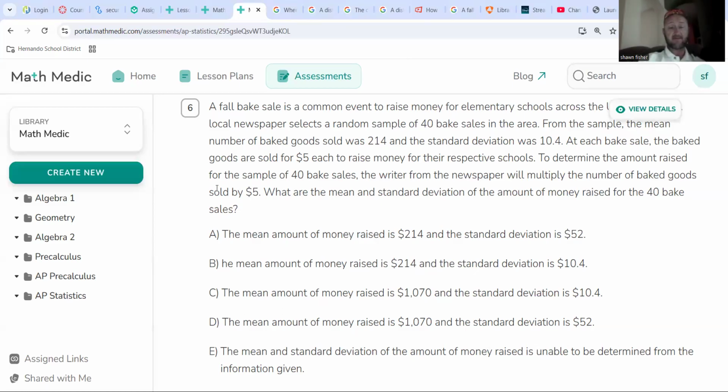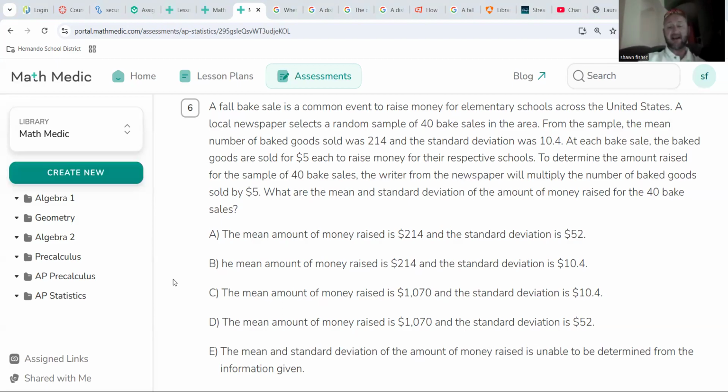So we're just going to get a new mean based on whatever the amount sold times the $5 that was raised total. All right, so we're just going to multiply. Very basic, very easy. Okay, they try to confuse you in here just a little bit. We got 214 times 5, so we got 1,070.